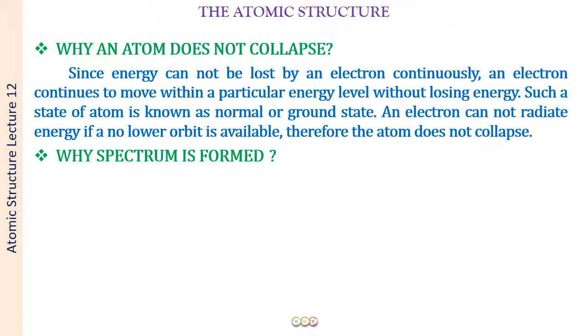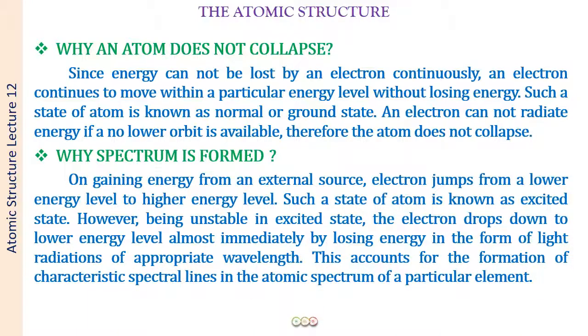And then why is the spectrum formed? He said that on gaining energy from an external source, the electron jumps from a lower energy level to a higher energy level. Such a state of atom is called the excited state. However, being unstable in the excited state, the electron drops from the higher energy level to the lower by losing energy in the form of radiations of appropriate wavelength. And this accounts for the formation of the characteristic spectral lines in the atomic spectrum of a particular element. So I hope this is all clear to you.